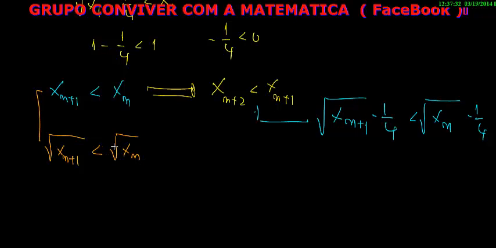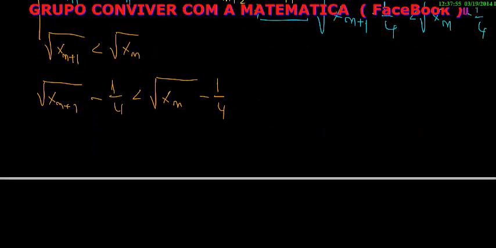And now I must sum to both sides of this inequality the value minus 1 over 4, and I will get square root of x index n plus 1 minus 1 over 4 is lesser than square root of x index n minus 1 over 4. And so finally I came to the end, because this is x index n plus 2, which is lesser than x index n plus 1.